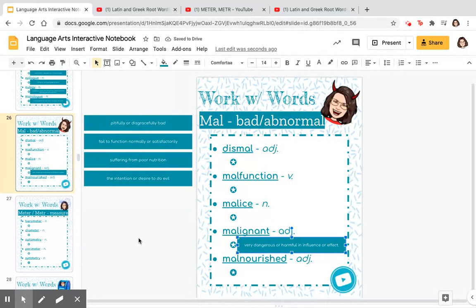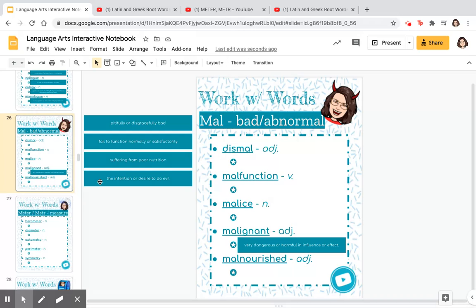You often hear this talked about medically. Like you can have a malignant tumor or a malignant mole. A benign one, which we learned in the ben and bon roots, means it's not harmful and they don't have to get rid of it. But in a malignant one, you do.